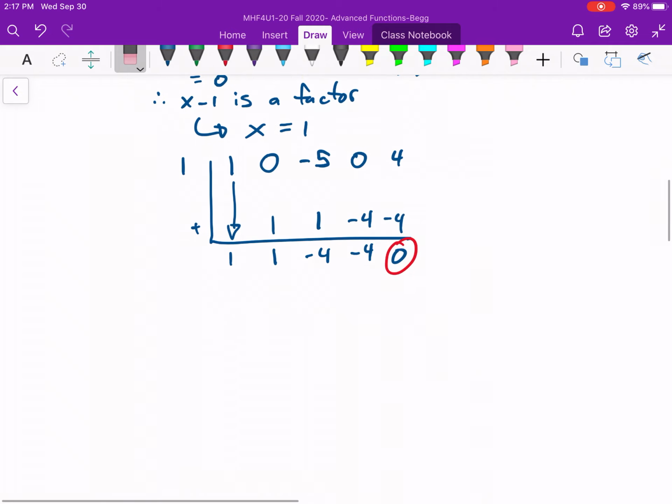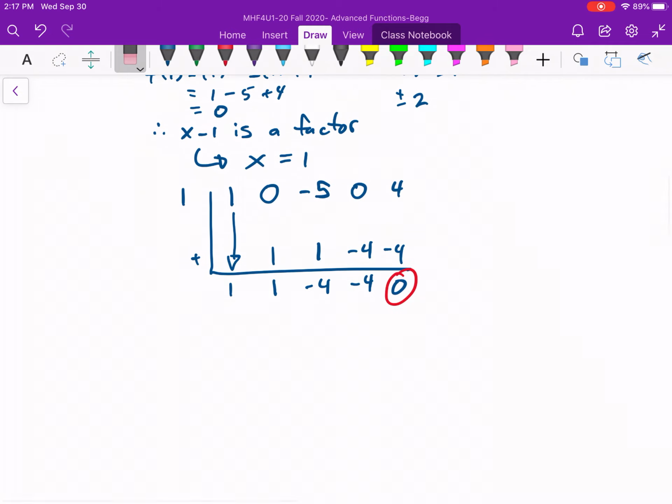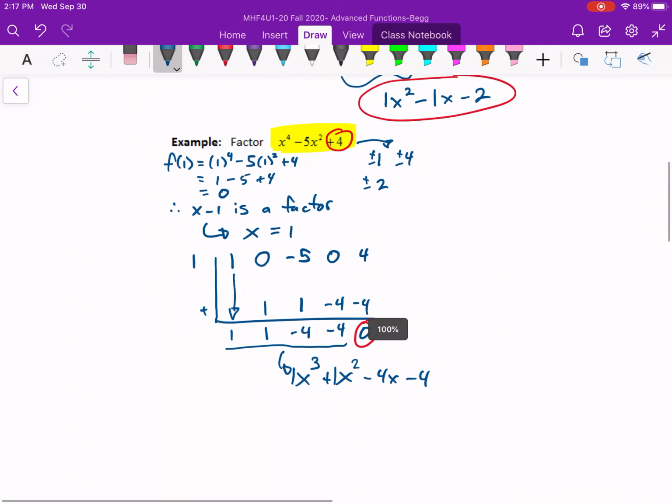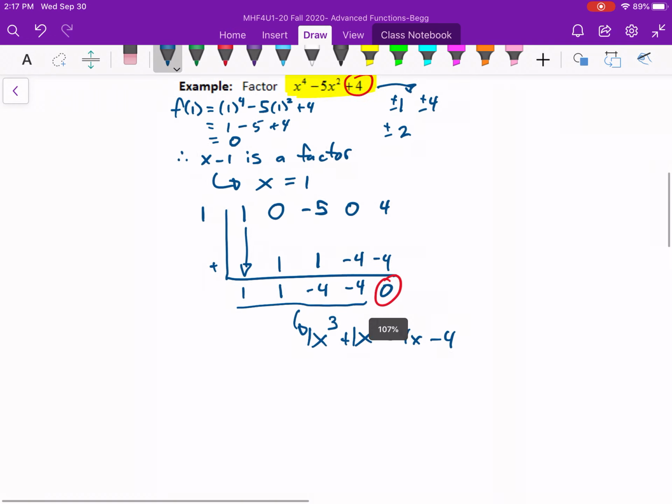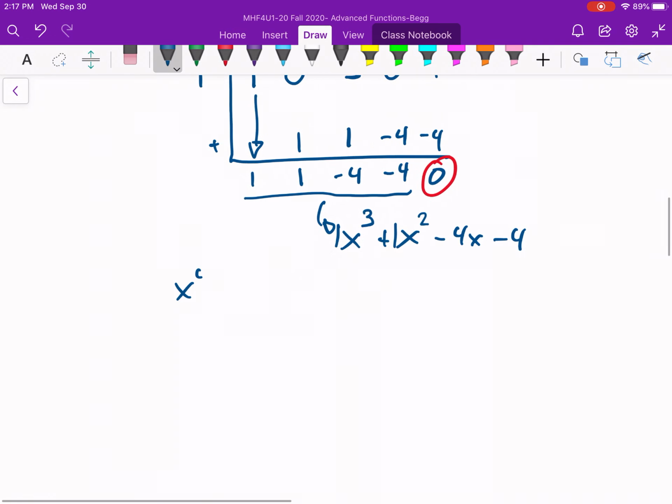that we've got, that this is going to be x cubed plus x squared minus 4x minus 4, so 1x cubed, if you want to write the 1 in front. So my original equation was x to the 4 minus 5x squared plus 4. So I've factored it a bit now.